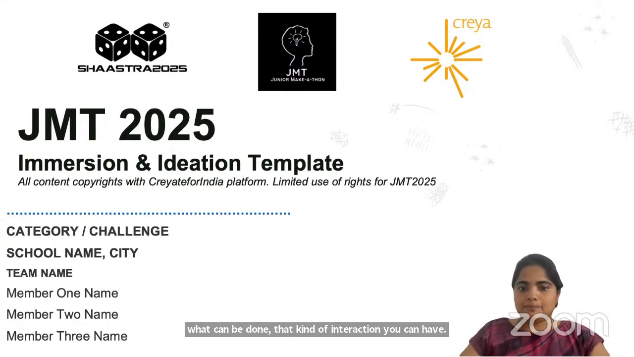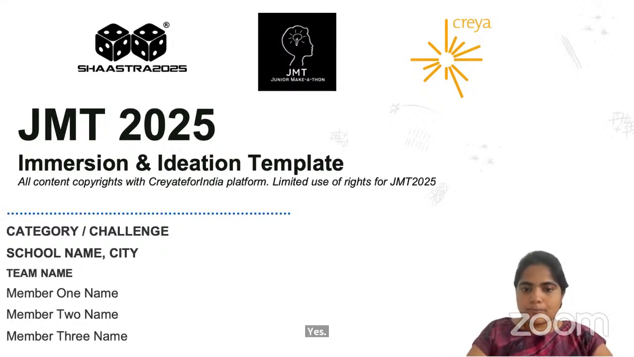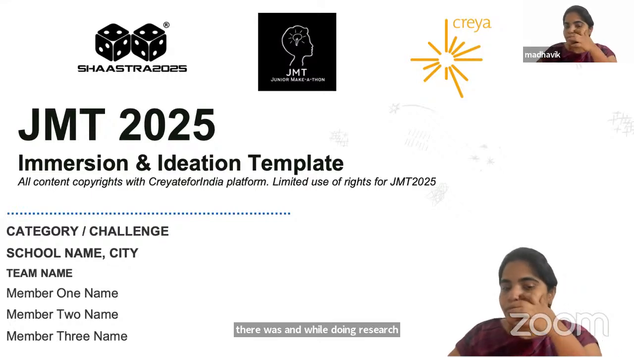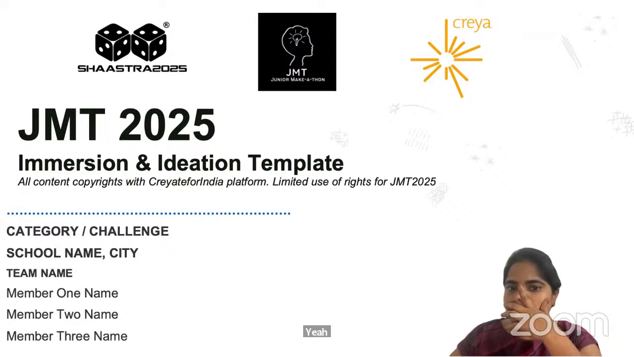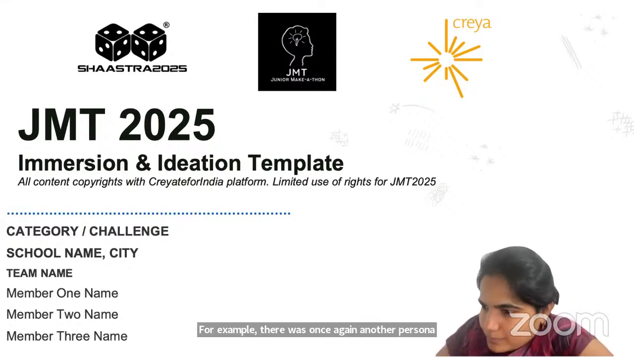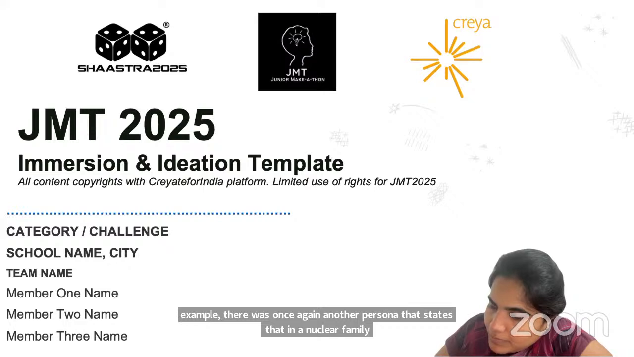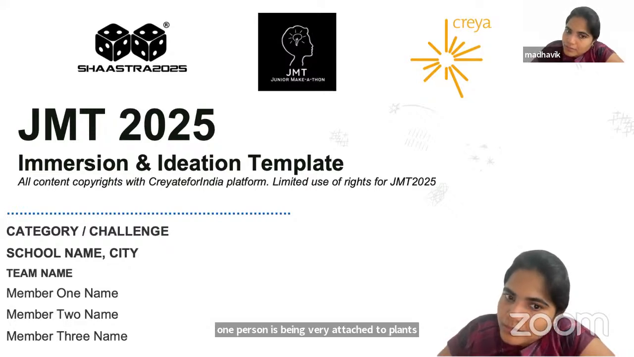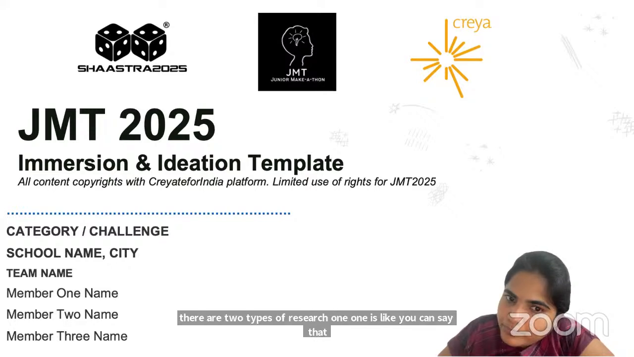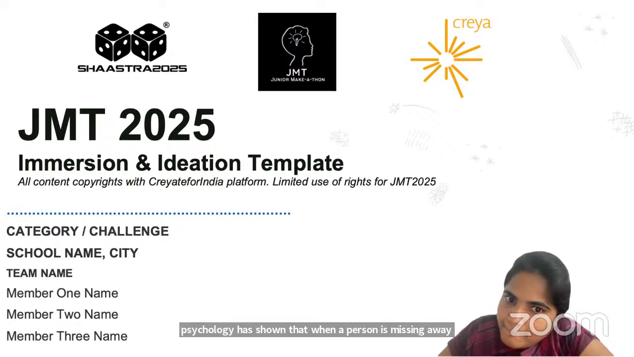Just one last doubt. While doing research, there are two kinds of research, ma'am. One that can be found in articles. For example, there was another persona that states that in a nuclear family, one person is very attached to plants. So there are two types of research. One is like psychology has shown that when a person is missing something, they tend to get attached to something else. Should I include all those?